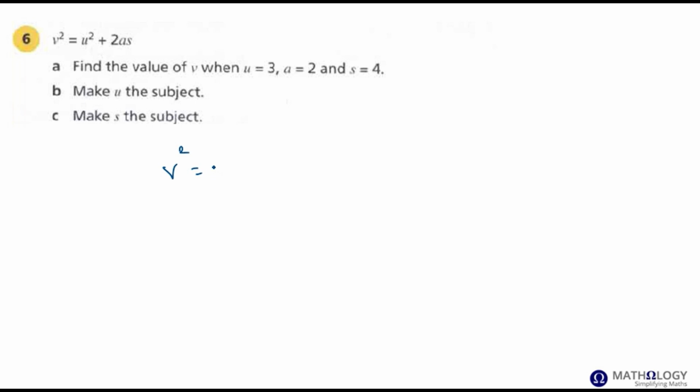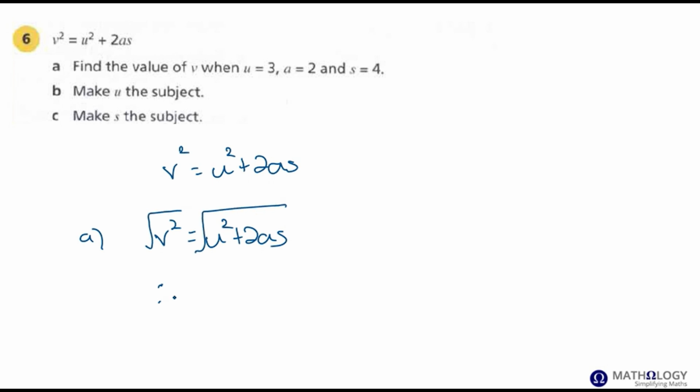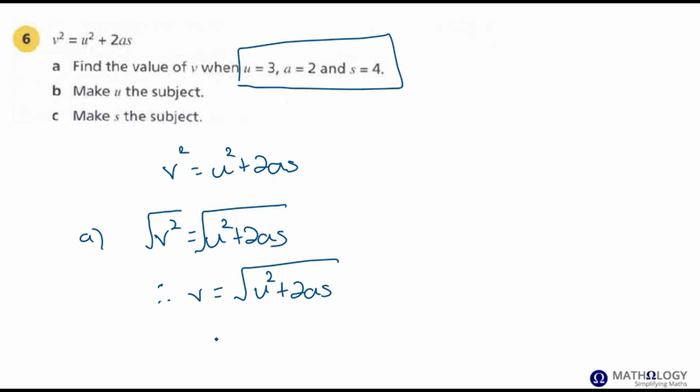Okay, given v squared equals u squared plus 2as, we are required to find the value of v when u equals 3, a equals 2, and s equals 4. Before we do that, we are just going to make v the subject. Right now, v squared is the subject. We want v to be the subject. Now, v squared is the subject, which means all we really need to do now is square root both sides. So we're going to square root both sides, and that'll give us v equals the square root of u squared plus 2as. Now we can substitute these values for u, a, and s to find the value of v.